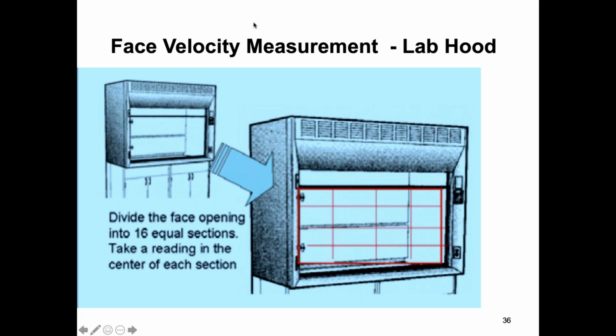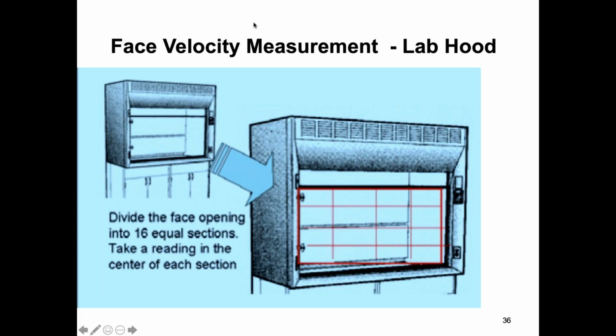So what you're going to do is take each one of these 1 square foot boxes, find the middle of it and take a reading there, and the next box, and the next box, and so on. You're going to take those 8 readings and average them, and that's what you're going to call the face velocity for that lab hood, for the opening that high. So now if you lowered it to 1 foot, your boxes might be 6 inches by 1 foot, 6 inches by 1 foot, and so on.